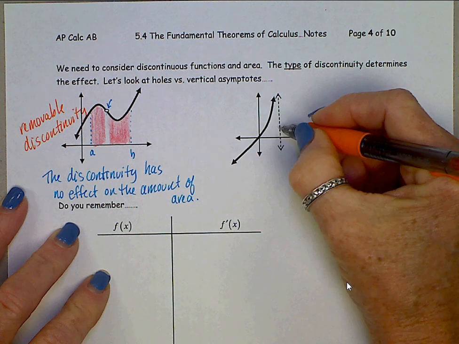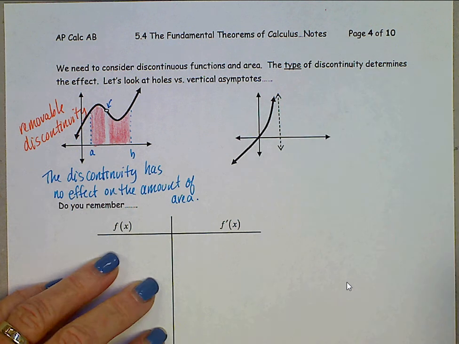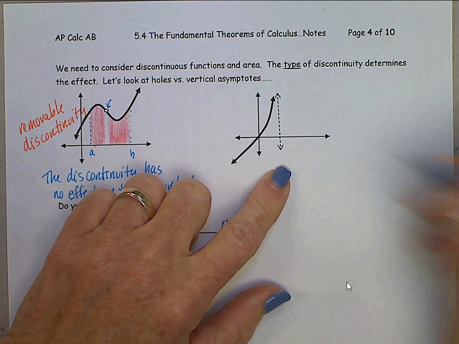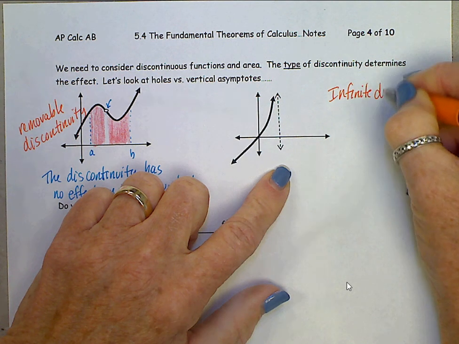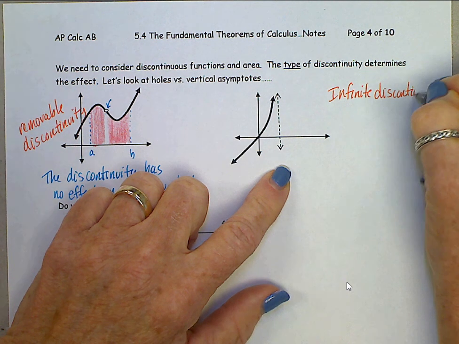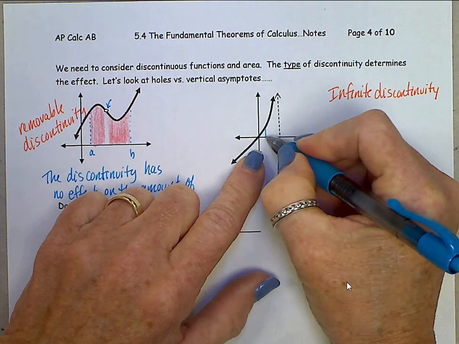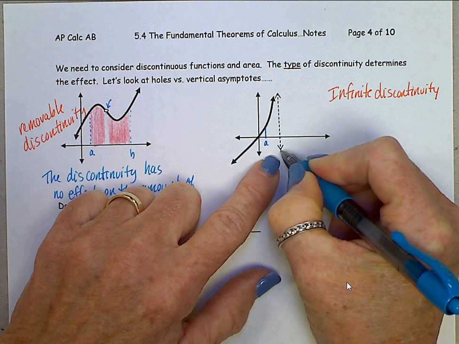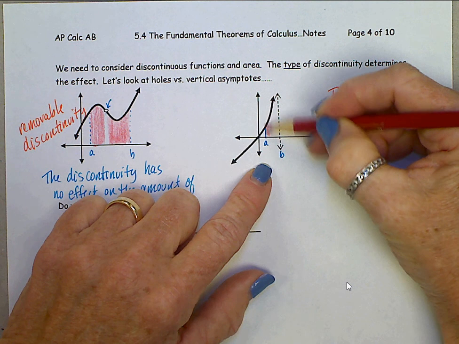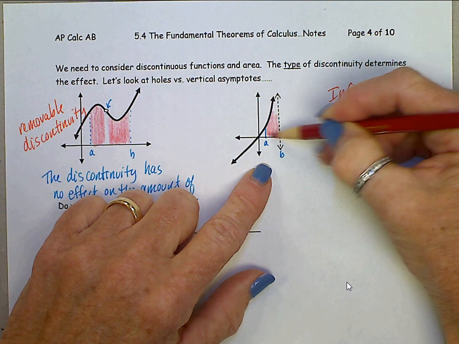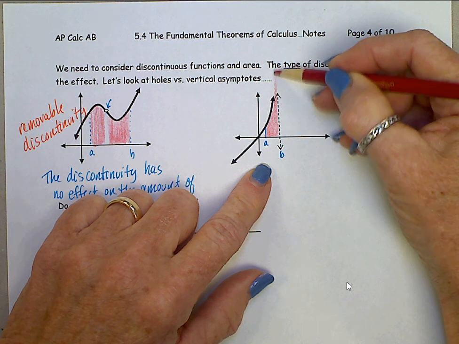All right, let's look at this one over here, which has an infinite discontinuity. And let's look at finding the area from some A right up to B, which is that vertical asymptote. And when we shade this in, we notice that we can keep shading in here going up.